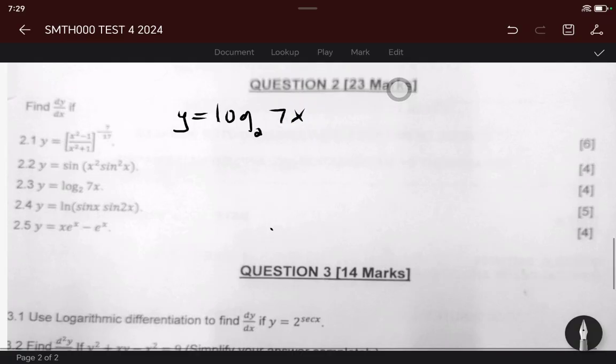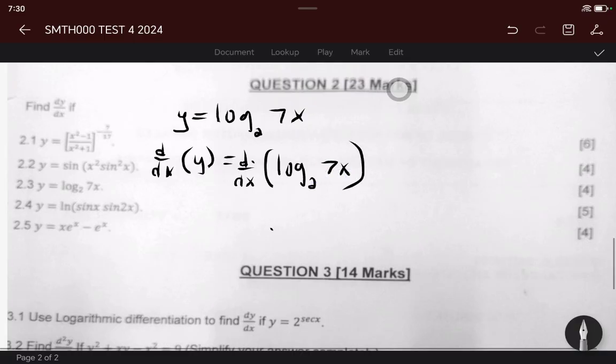The question is, how do we find the derivative of this? What we can do here is introduce the derivative on both sides. I think it was 4 marks. This will just be d over dx of log 2 7x. This side I'm just going to get dy over dx.